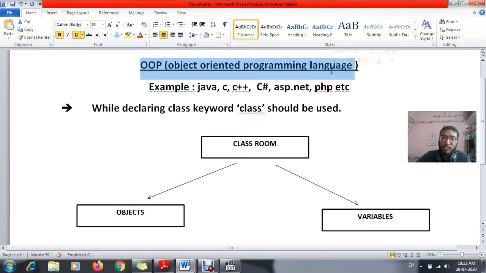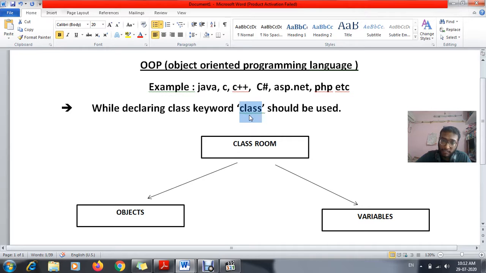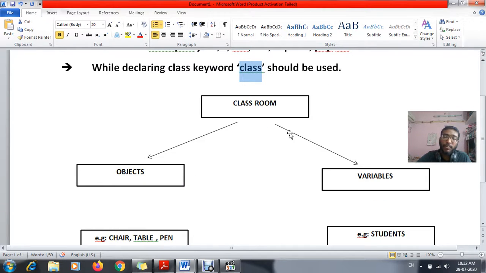Today's topic was OOP, and the full form of OOP is object oriented programming language. Examples of OOP are Java, C, C++, C Sharp, ASP.NET, PHP, Python, etc. These are basic examples of OOP. The first topic is about the class, and while declaring a class, we have to use the keyword class. In a class we will be having objects, variables, methods, such things.